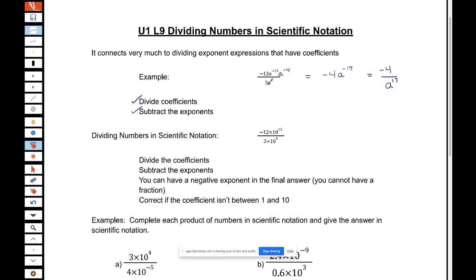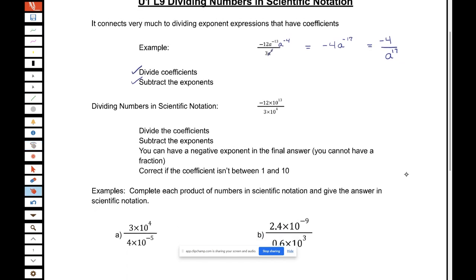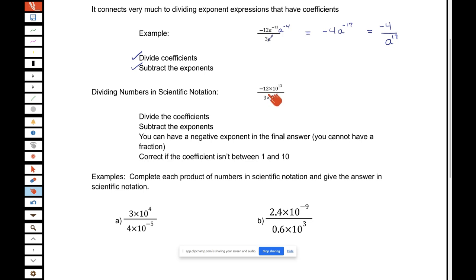So let's do a scientific notation example like this. All right, we have a similar problem. We have negative 12 divided by 3, that is negative 4, times 10 to a power. We subtract the exponents. This one has a positive 13 power, and 13 minus 4 is 9. Or we can bring this up to the top, change the sign, and add the exponents. We'll still get 9. So divide the coefficients, subtract the exponents.